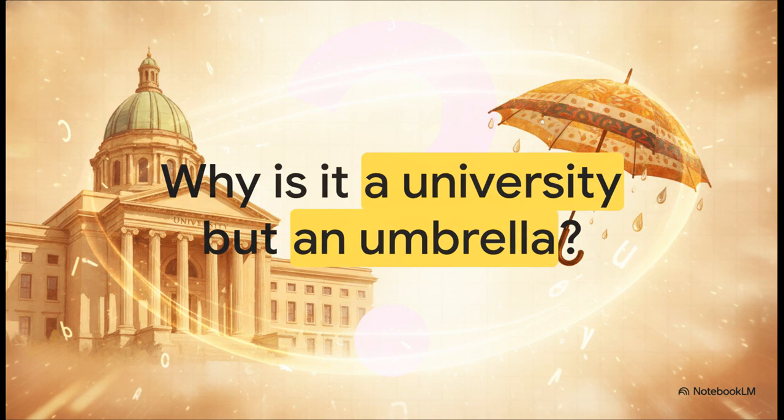So think about this classic contradiction for a second. Why in the world is it a university but an umbrella? I mean, they both start with the exact same letter, right? The vowel U? It feels like a total trick question. English is notorious for these weird little inconsistencies, where what you see printed on the page just doesn't match the rules you learned in school. But stick with me, because by the end of this explainer, you won't just solve this exact mystery, the actual logic behind it is going to become total second nature to you.